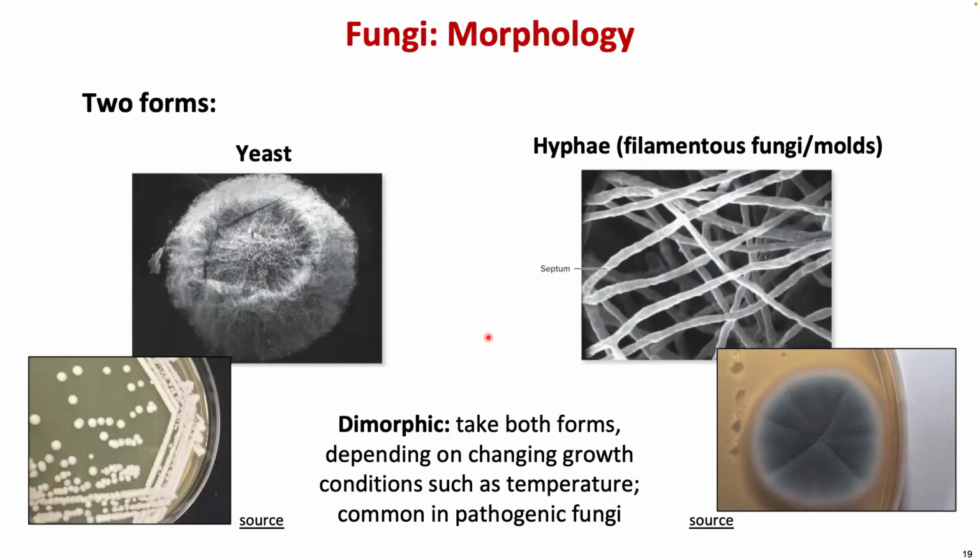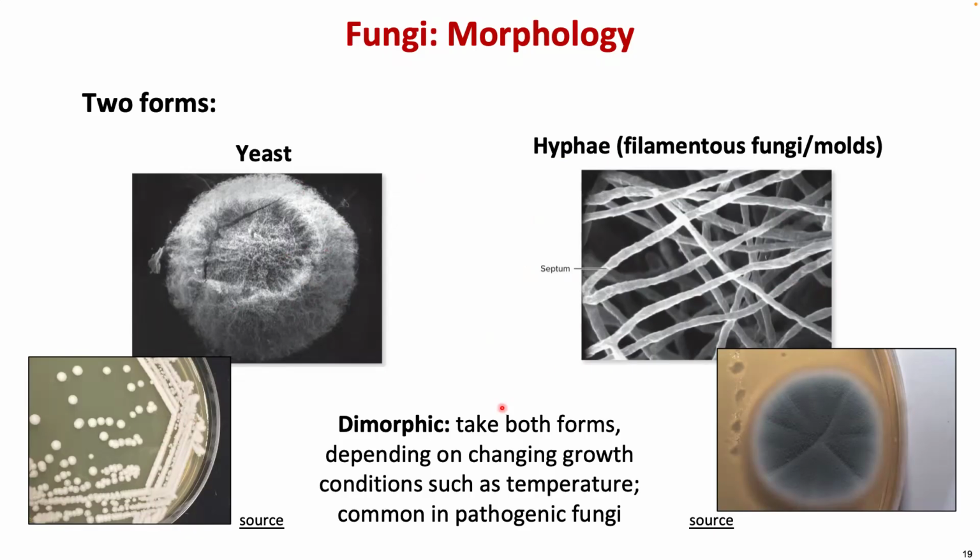When it comes to fungi, from a morphology angle, there are two forms. We have yeast and we have hyphae. The hyphae form filamentous fungi, or molds. As you can clearly see, yeast is seen over here. It looks more fluffy in nature compared to these ones, which look more like a filament or rod-like shape.